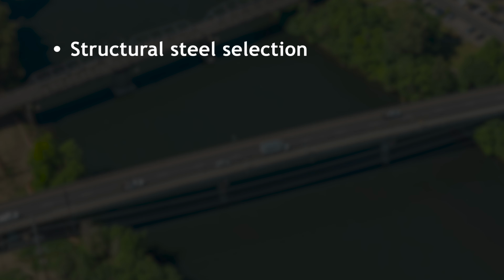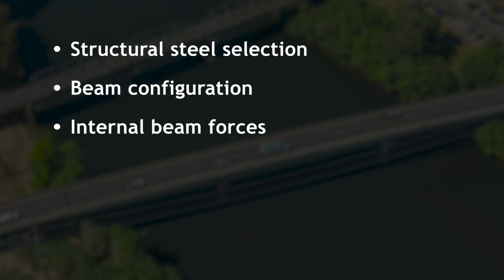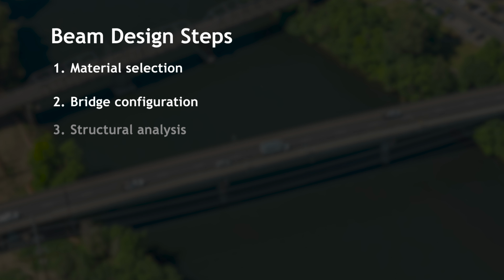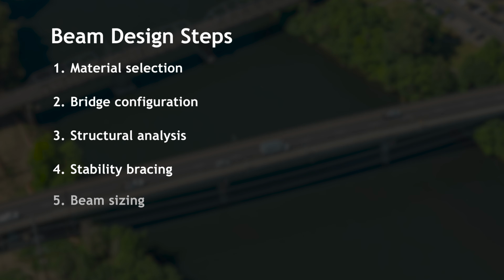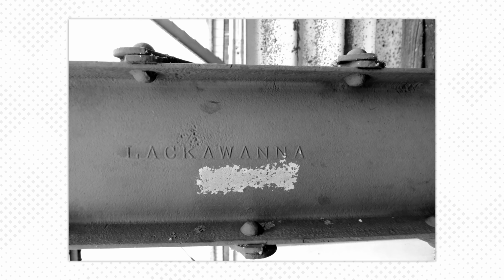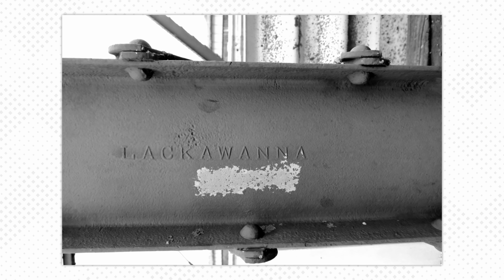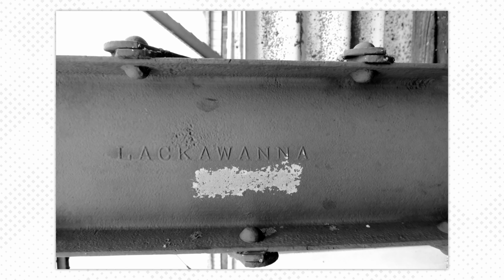In this video, you will learn why structural steel is frequently chosen for bridges, how to configure beams, find their internal forces, and how to size a beam while considering stability challenges. The steps in beam design are 1. Material selection, 2. Bridge configuration, 3. Structural analysis, 4. Stability bracing, and 5. Beam sizing.